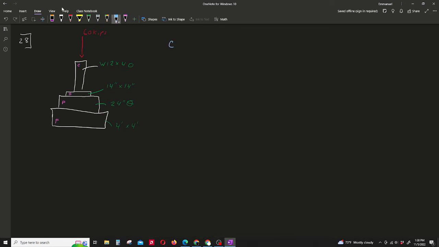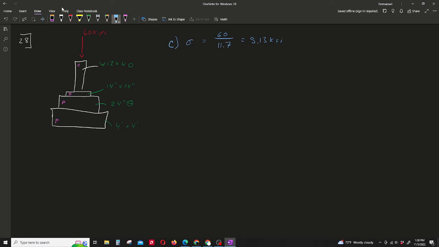So when I do C, that's just going to be our 60. Oops. C is not equal to that. We're just saying that this is C. C is equal to our stress, or stress is equal to 60 over, in this case, 11.7 for the W12 by 40. Got 11.7 here, and the total value is 5.13 KSI.